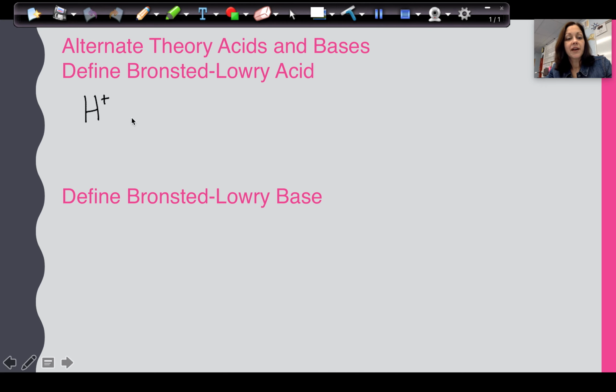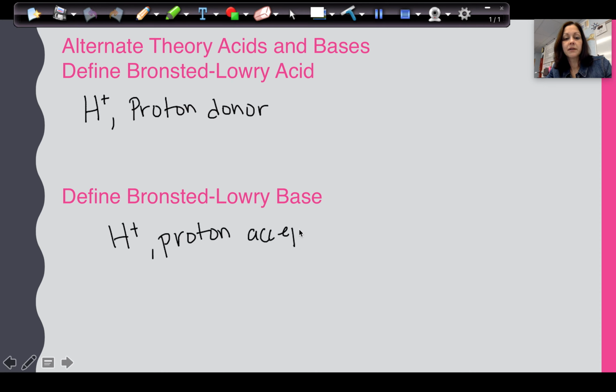And for the alternate theory, an acid is an H plus proton donor. And for a Bronsted-Lowry base, it's an H plus proton acceptor. Anything that has extra H's can donate them and act as an acid. Anything that needs H's can accept them and act as a base.